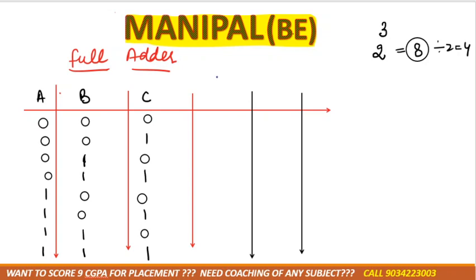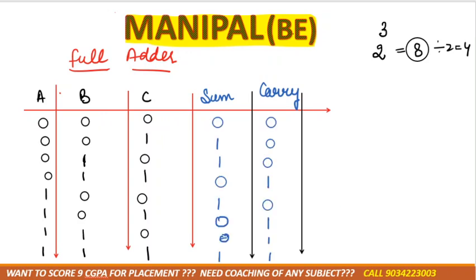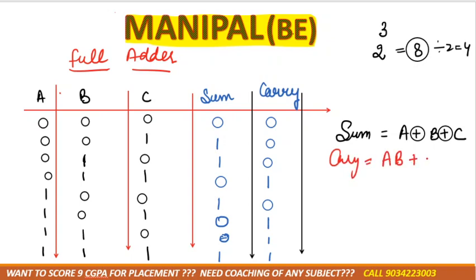Then we'll write down the expression for sum and carry. Okay, now you know how to do the sum. Complete this table and then let me know. So after using K-map, we'll get the expression for sum as A XOR B XOR C, and for the carry we'll get the expression as AB plus BC plus AC.